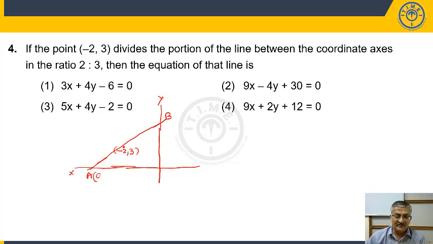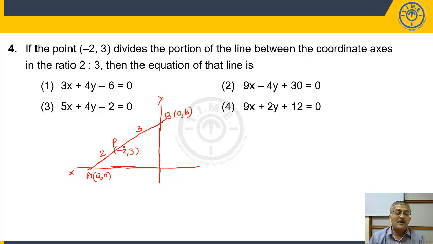So, this point is definitely (a, 0). What is this point? B is (0, 2). So, this point P divides AB in the ratio 2:3. What is the ratio? 2:3. What is the line? We observe the line is a right inclined line.